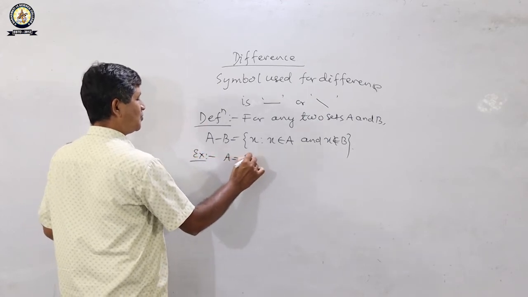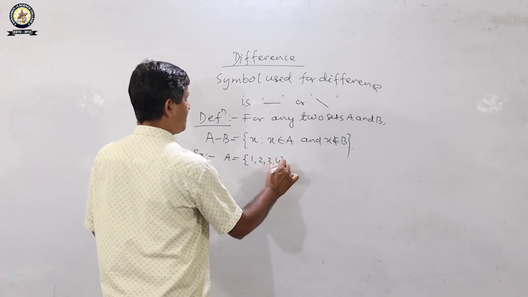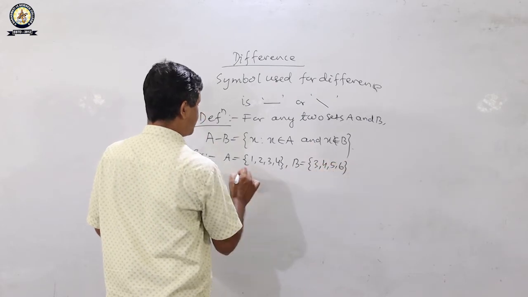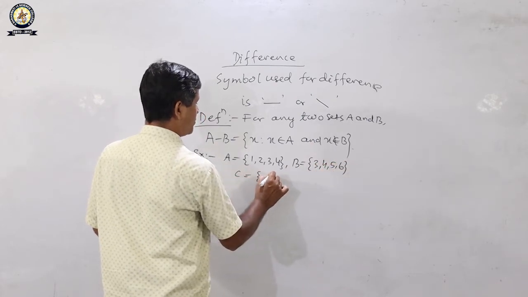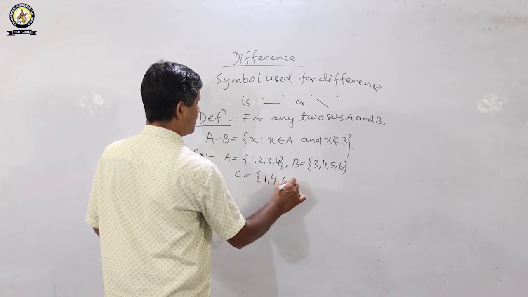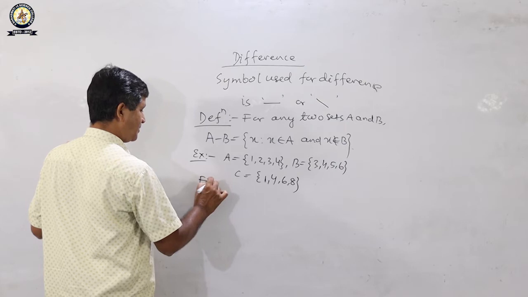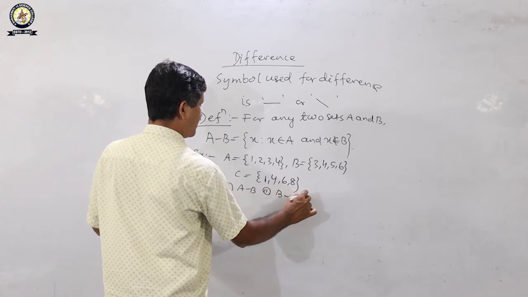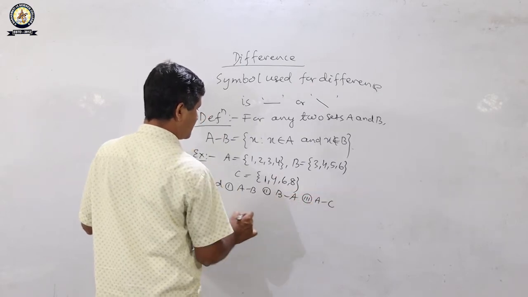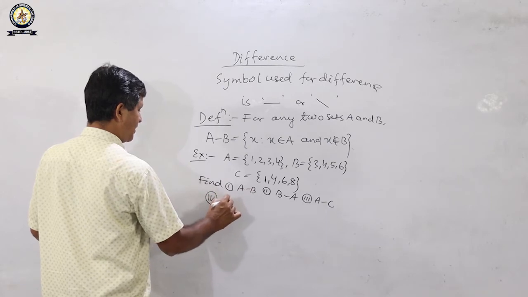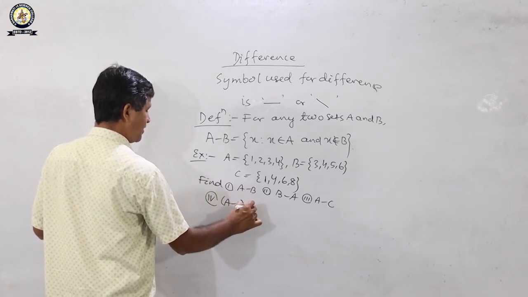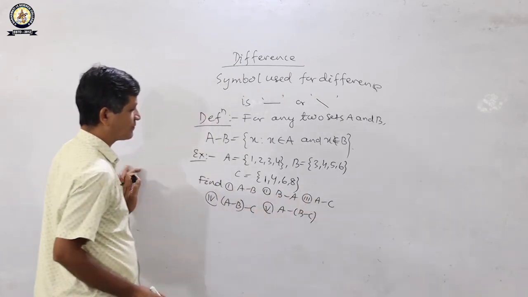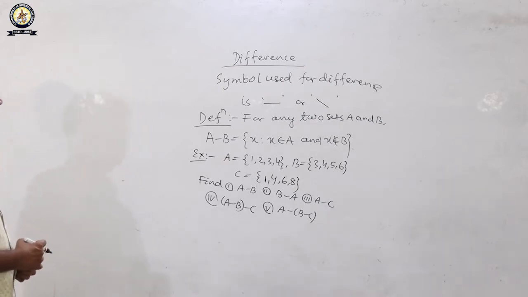A set is 1, 2, 3, 4. B set is 3, 4, 5, 6. C set is 1, 4, 6, 8. Find first, A difference B; second, B difference A; third, A difference C; fourth, A difference B difference C; fifth, A difference bracketed B difference C. These five parts we will discuss.